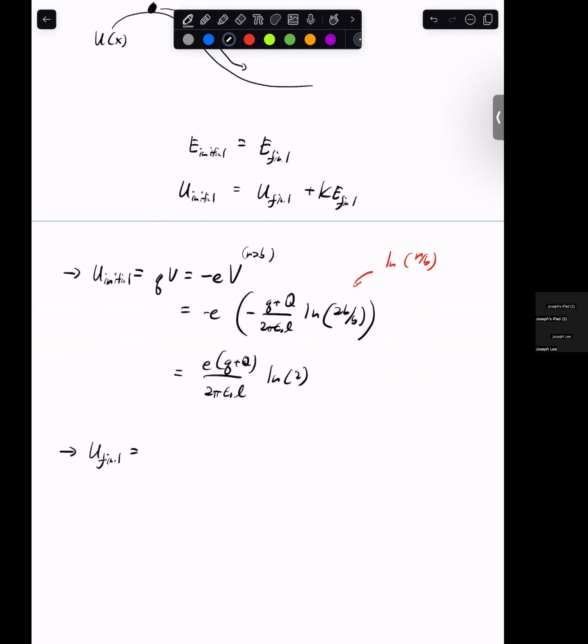Our final potential energy can be found the same way. We're still going to be using the same one here, but you can also use the one for r less than b, because we'll actually find that for whatever value we plug in, we're going to get 0, because natural log of 1 is equal to 0.